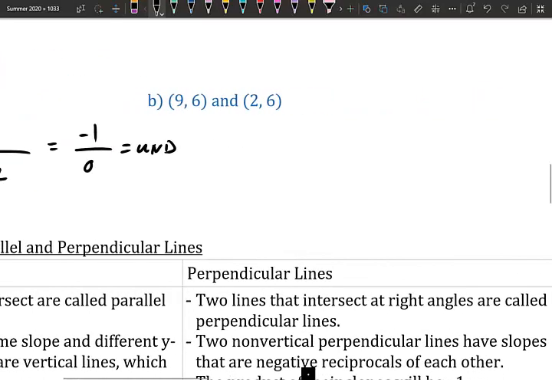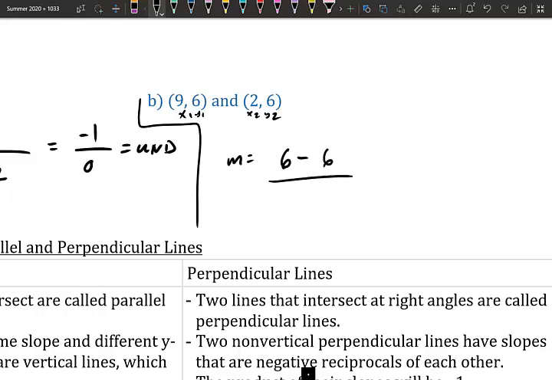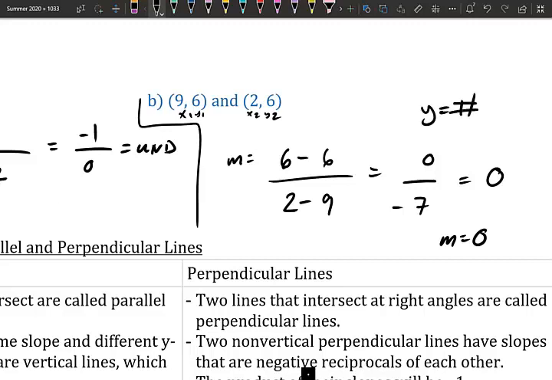Alright. For b, let's go ahead and do that one. So we have x1, y1, x2, y2. So m equals y2, so 6 minus y1, which is 6, over x2, which is 2, minus x1, which is 9. So that's 0 over negative 7. And that is 0. If you plug that into your calculator, you get 0, so our slope is 0. So this would be a y equals a number, and this would be x equals a number.